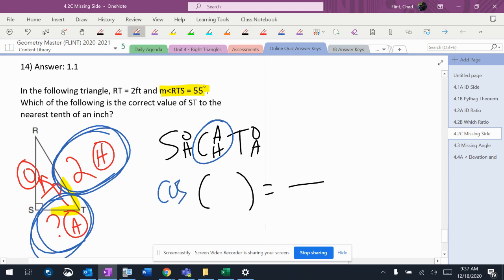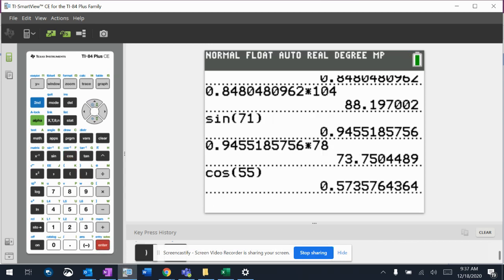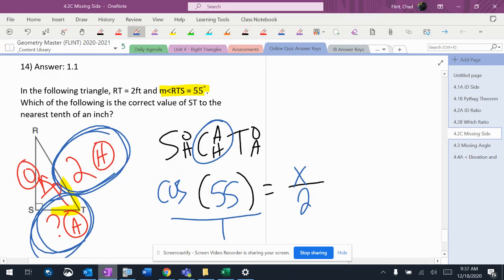So cosine of 55 equals... RT is the hypotenuse. It goes in the bottom. I don't know the adjacent. That's a really bad one. All right, so cosine 55 is .573.